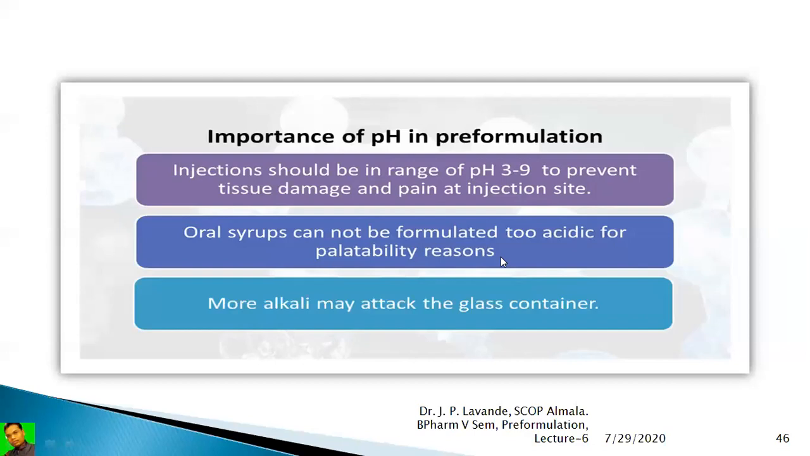More alkaline pH will affect the containers of the formulation, the containers of the product. More alkali may attack the glass container, and that may lead to the leaking of the alkalis from the glass.